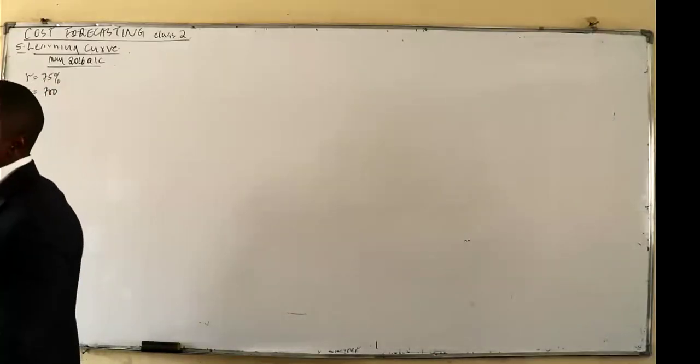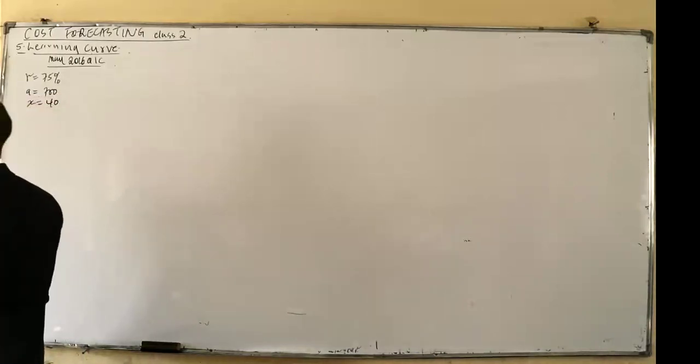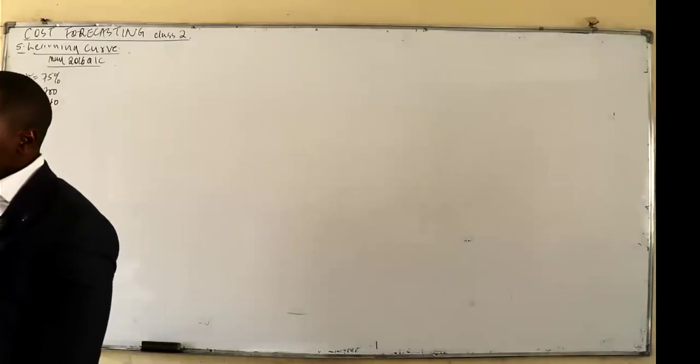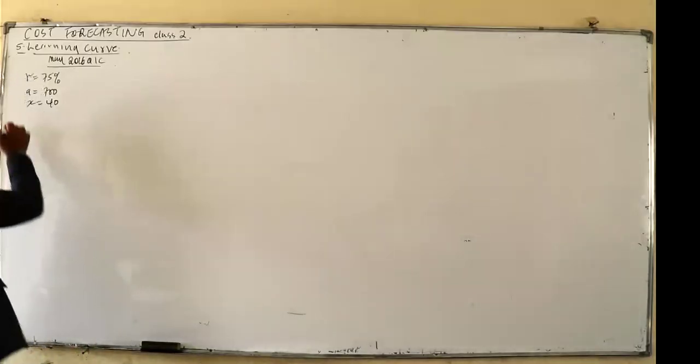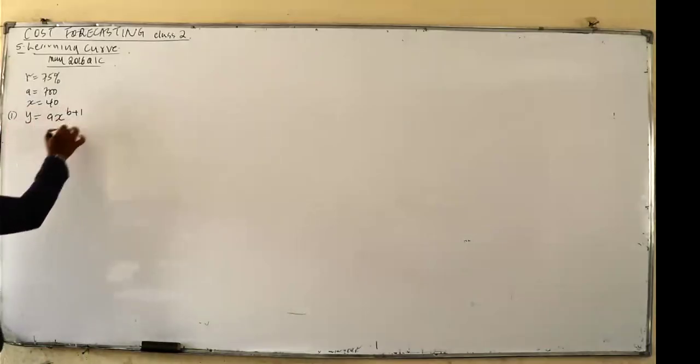And the contract is for 40 units. X is 40, required, number 1. The total amount of hours required to build the 40 units. Total time. So number 1, total is Y. Y is AX^(B+1).